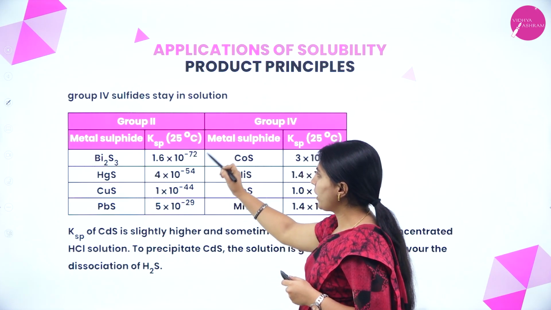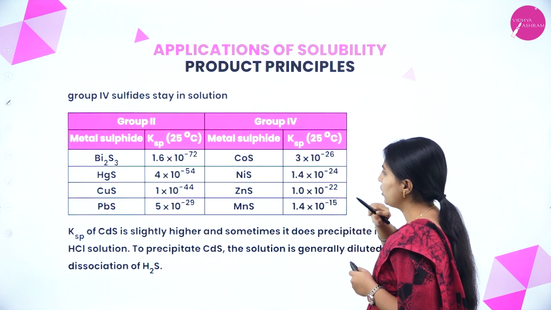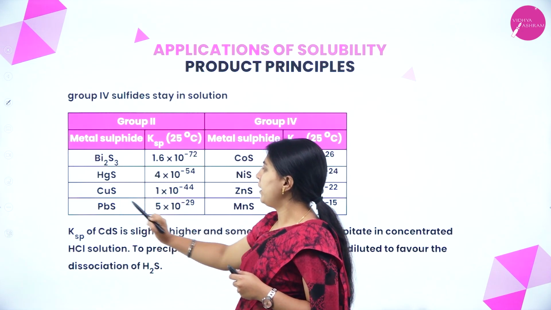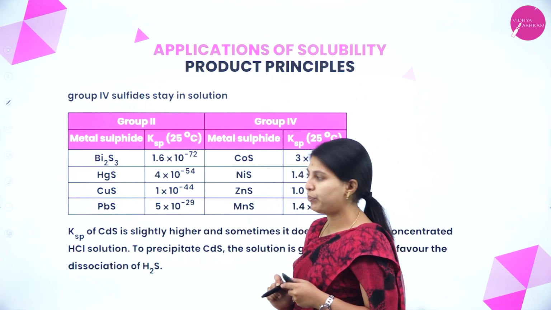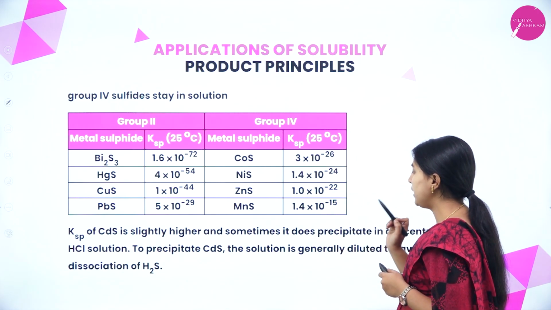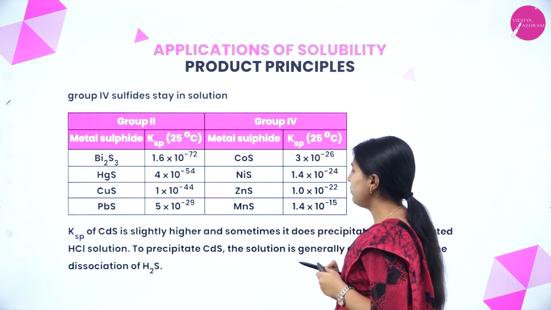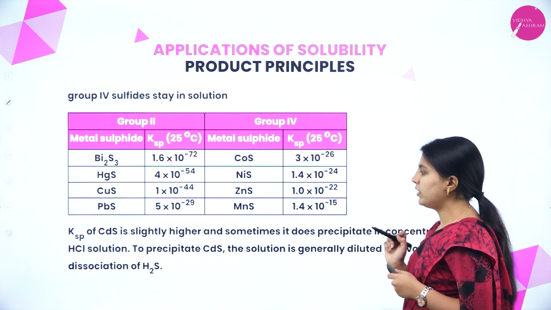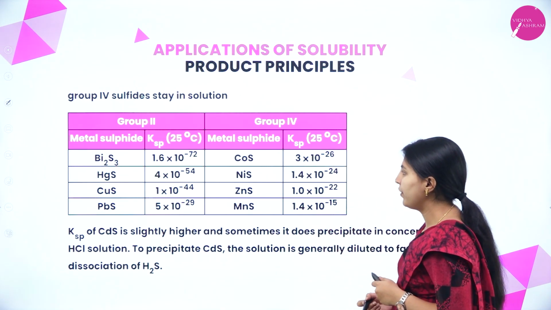Here is the solubility product at 25 degrees Celsius for group 2 metallic sulfides: bismuth, mercury, copper, lead. Here are cobalt, nickel, zinc, manganese with their solubility products, group 4. The solubility product of cadmium sulfide is slightly higher and sometimes it does not precipitate in concentrated HCl solution. To precipitate cadmium sulfide, the solution is generally diluted to favor the dissociation of H2S. After removing H2S, the cadmium sulfide will form.